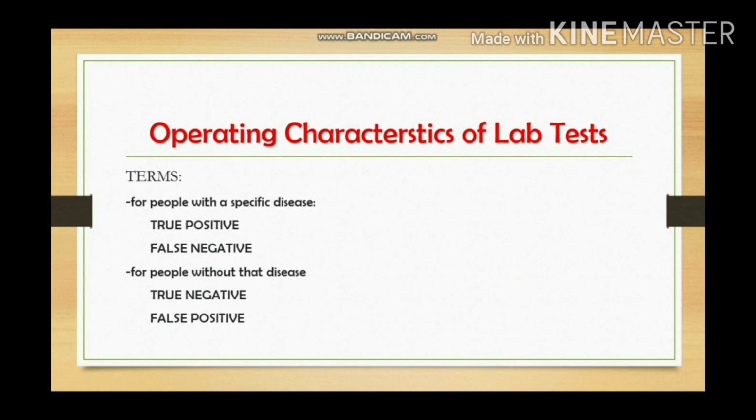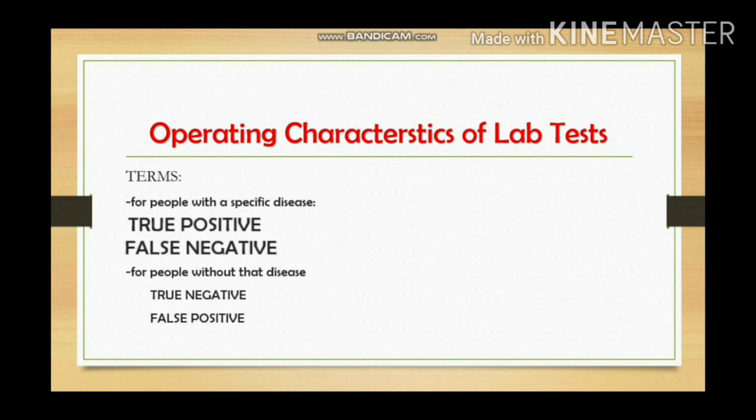So for people with a specific disease, two terms are used. They are true positive and false negative. True positive are the people who actually have the disease and they tested positive in the test. False negative are the people who actually have the disease but they tested negative, so they are falsely negative on the test.